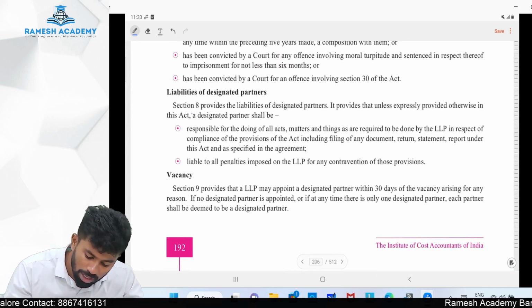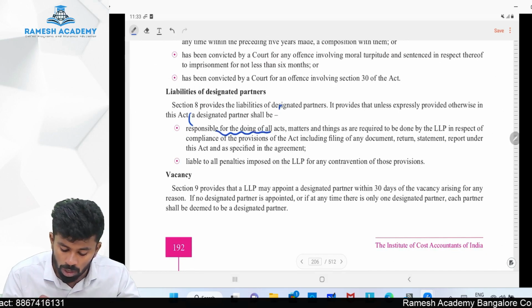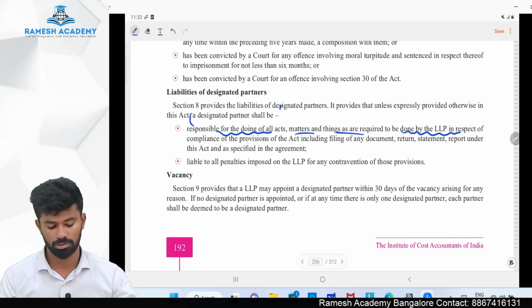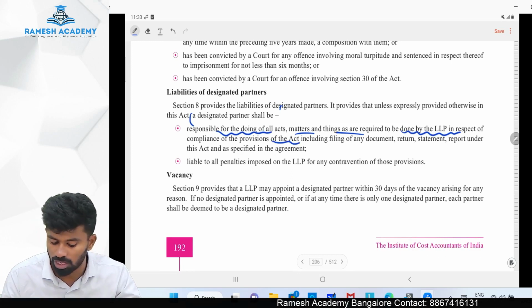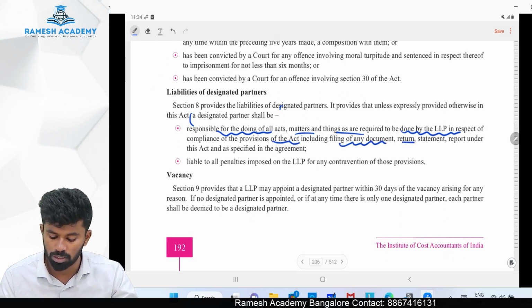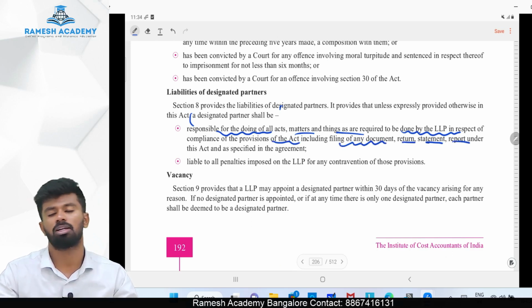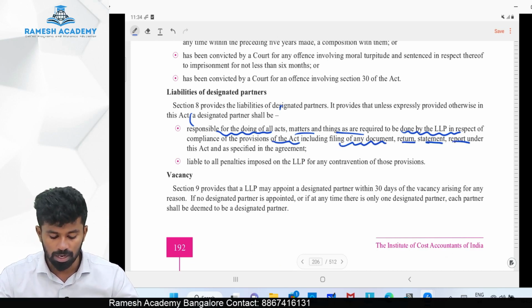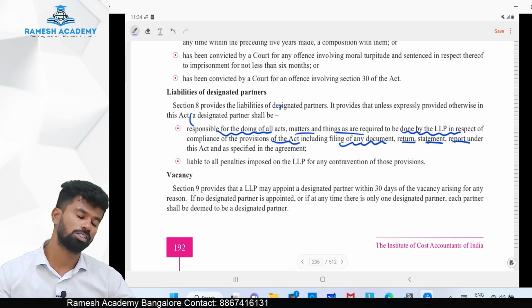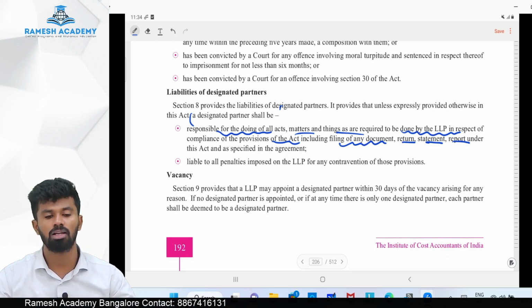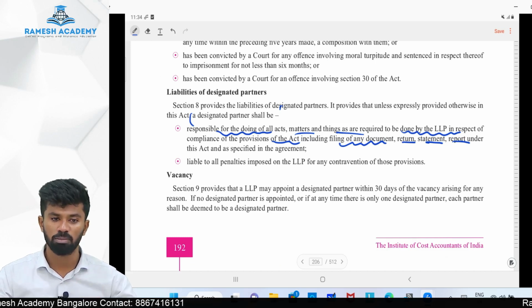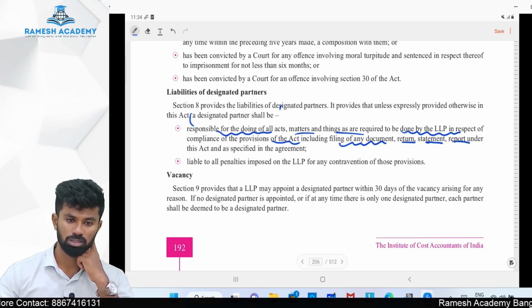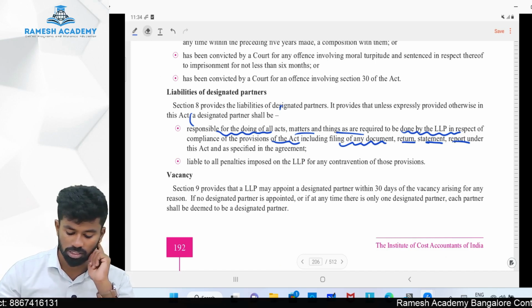A designated partner shall be responsible for doing all the acts, matters and things that are required to be done by the LLP in compliance with the provisions of the Act, including filing of any document, return, statement, report under this Act. He is also liable to all penalties imposed on the LLP for any contravention of provisions of the Act. So, if there is any penalty imposed on the LLP, for the payment of that penalty, who will be responsible? Designated partners can be held responsible. Important, the liability of designated partners.